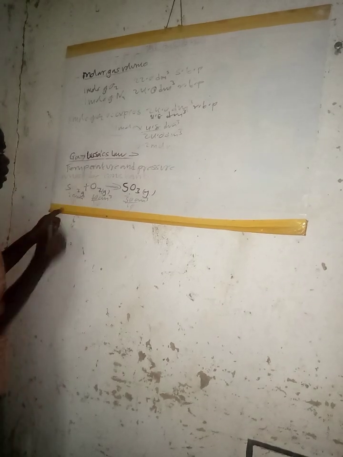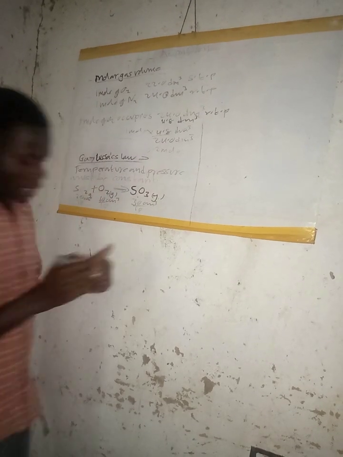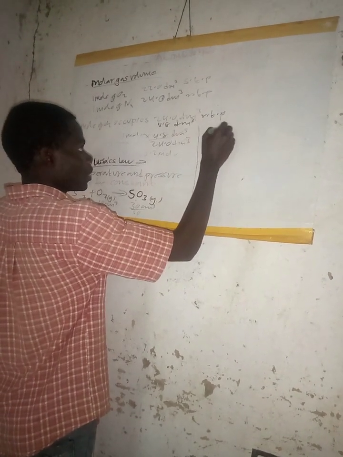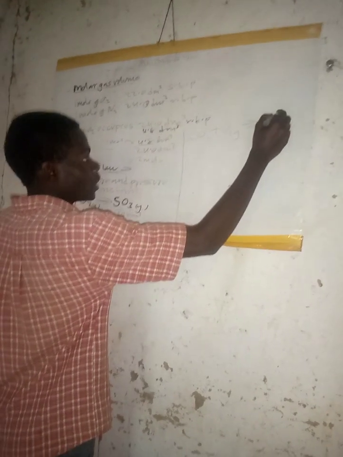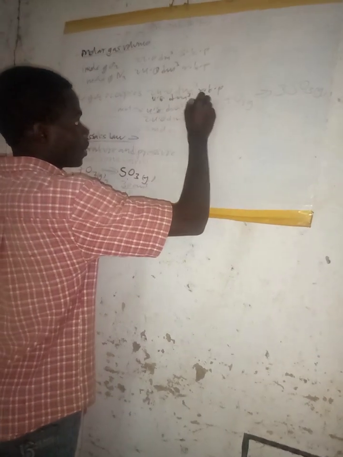So the equation that is required, which is balanced, is 2 sulfur oxide plus oxygen gas, which is going to give you 3 sulfur 6 oxide. The equation is balanced.